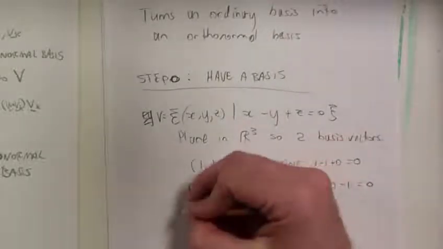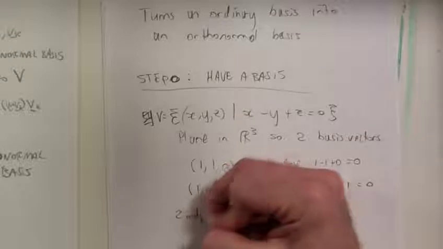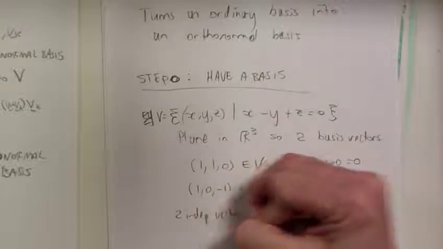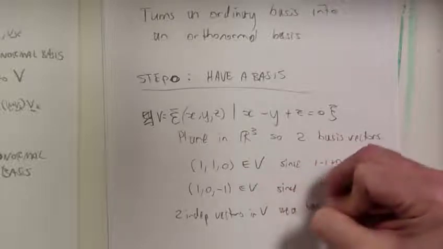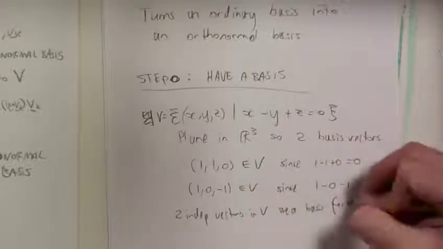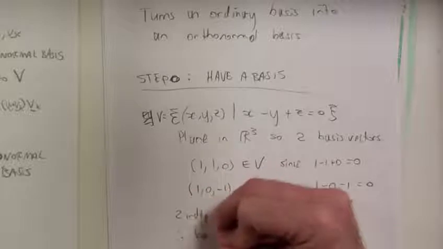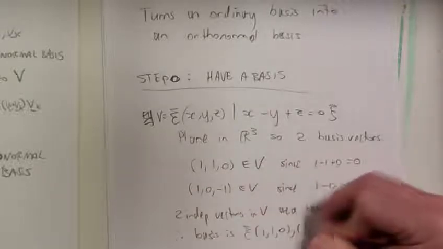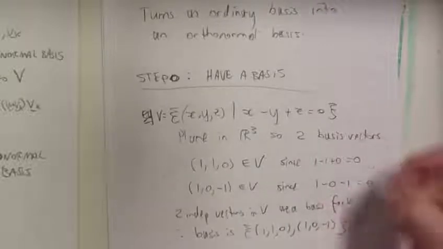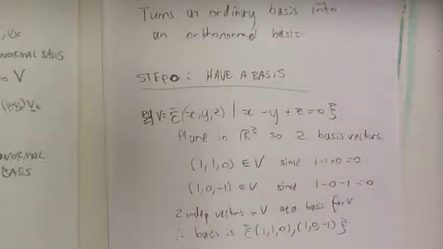So two independent vectors in V are a basis for V. Therefore the basis is (1, 1, 0), (1, 0, -1). That is a perfectly reasonable way of coming up with a basis. It's probably a more straightforward way, but if you happen to think of a basis, then that is a perfectly reasonable way to make one.